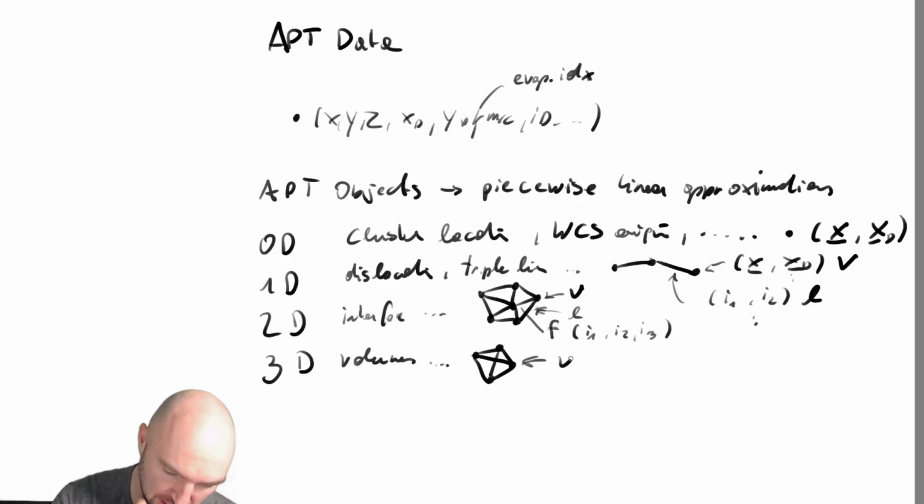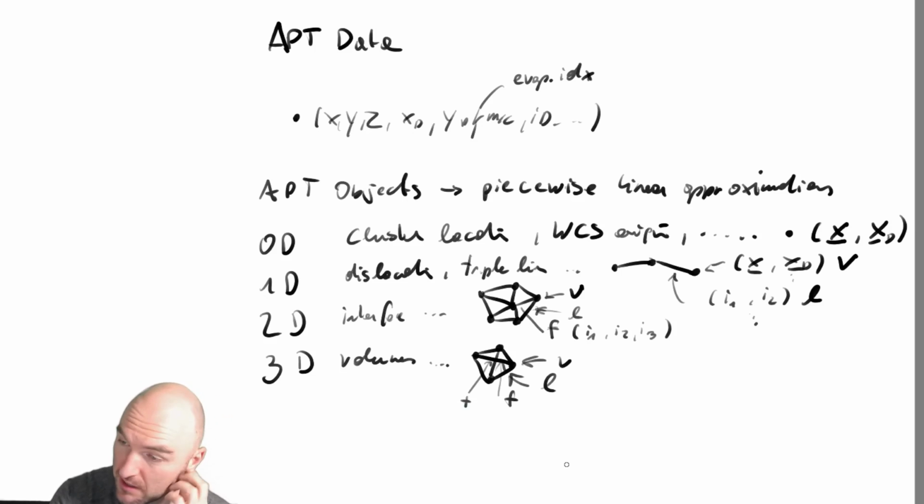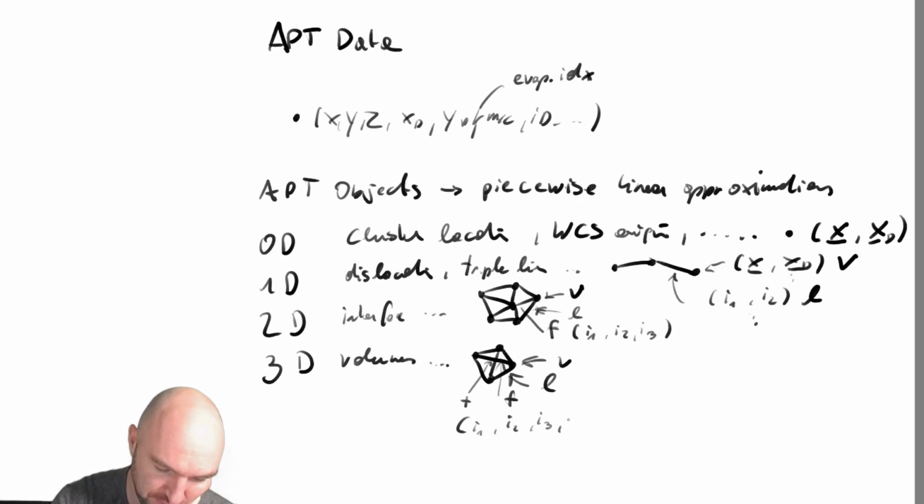Same story here. We have vertices, we have edges, lines or edges, we have triangles or faces, and we have volumes or tetrahedra. We are going to make use of the tetrahedra later on as well. And the same story here: the tetrahedron is going to have index 1, index 2, index 3, and index 4.